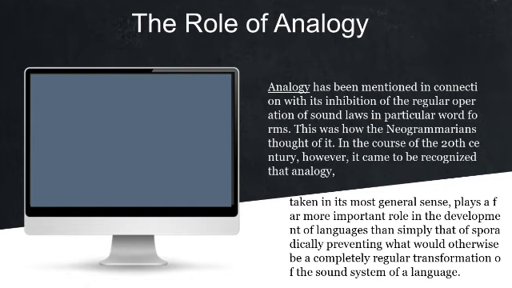Analogy has been mentioned in connection with its inhibition of the regular operation of sound laws in particular word forms. This was how the new grammarians thought of it. In the course of the 20th century, however, it came to be recognized that analogy, taken in its most general sense, plays a far more important role in the development of languages than simply that of sporadically preventing what would otherwise be a completely regular transformation of the sound system of a language.